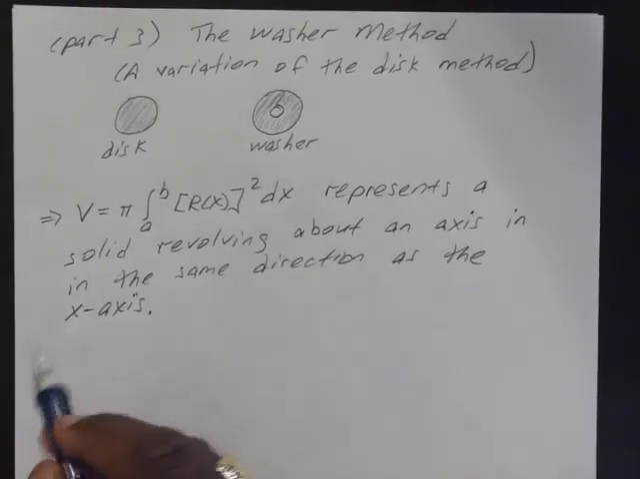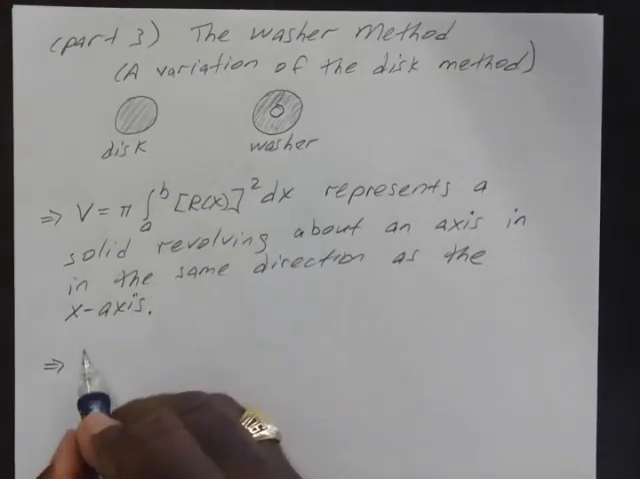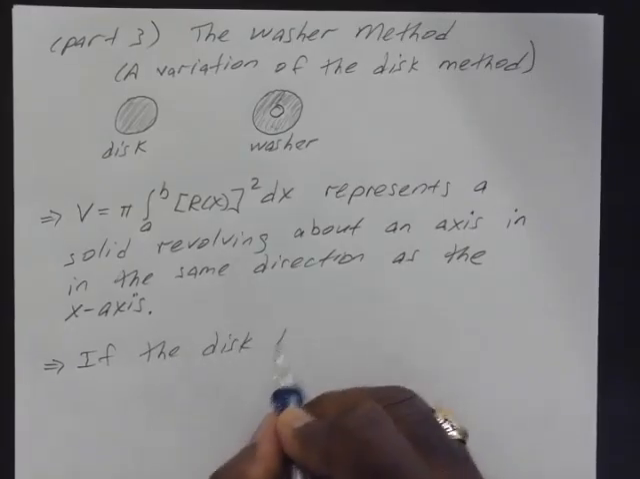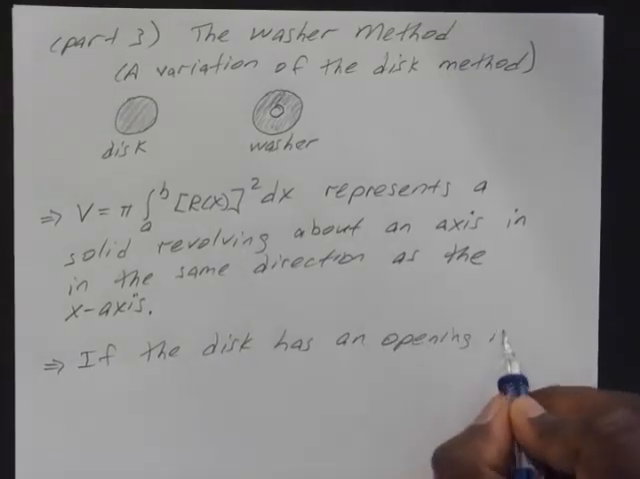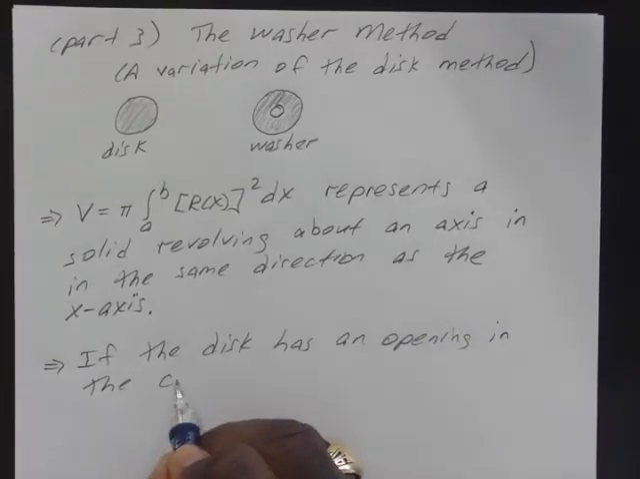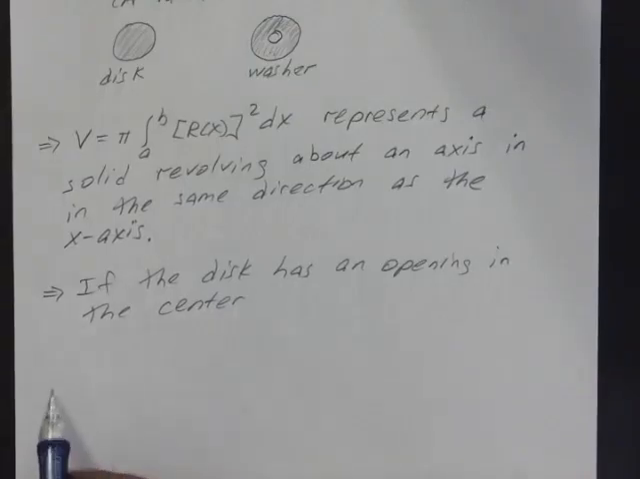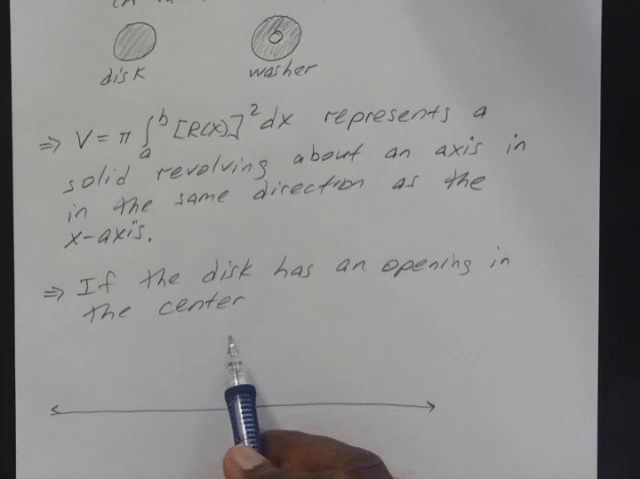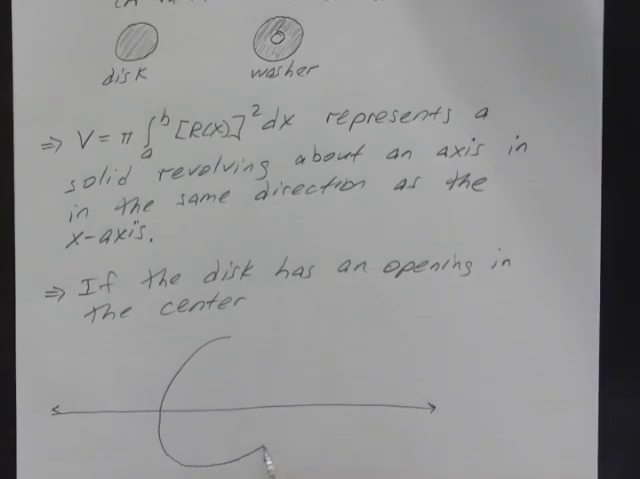Now with the washer method, we can see that the disk has an open center. So if the disk has an opening in the center, then visually how that disk would look if we were to draw it on the x-axis, and this is going to give me trouble, it always does. Trying to draw this.